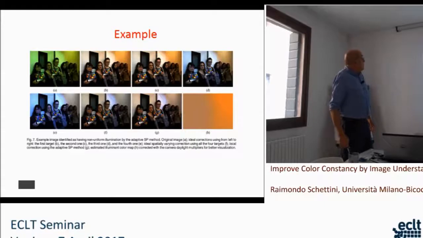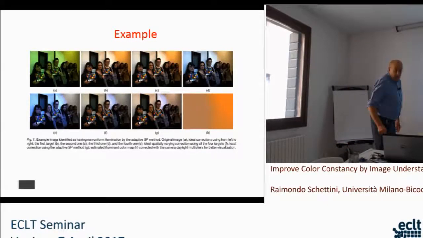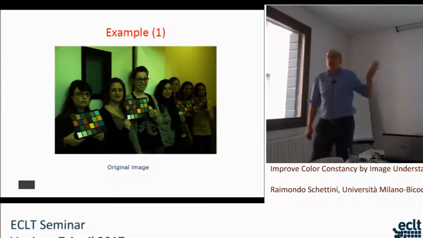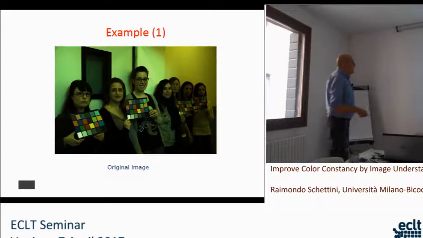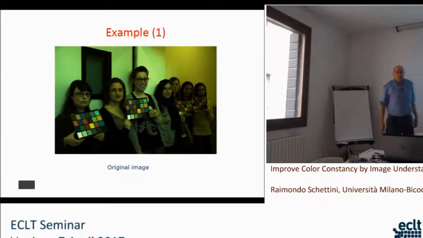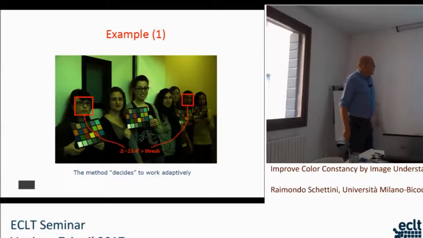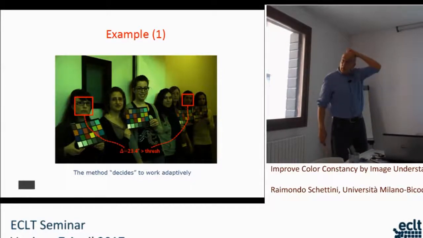And these are some examples taken from a paper. You can see this is the original image, and this is the raw data on the sensor of your camera. And you can see there are these nice girls with different Macbeth color checkers. And this is our algorithm. It says the difference in chromaticity of the two faces is too large to apply a single transformation.